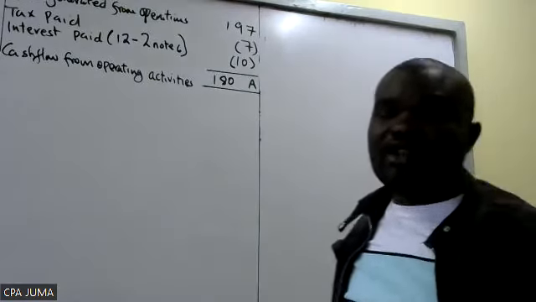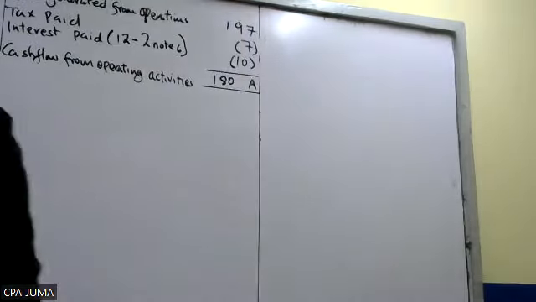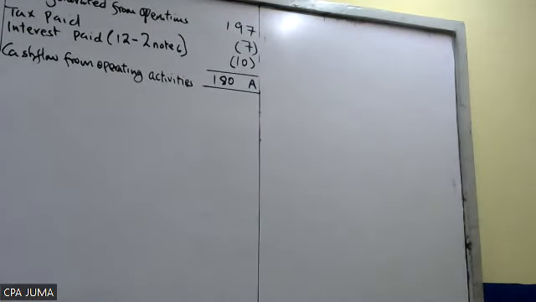Correct. We concentrate on non-current assets. Non-current assets. We just dwell there. That's where we stay. You hold on to non-current assets slowly, slowly. But with that, you'll just be fine.